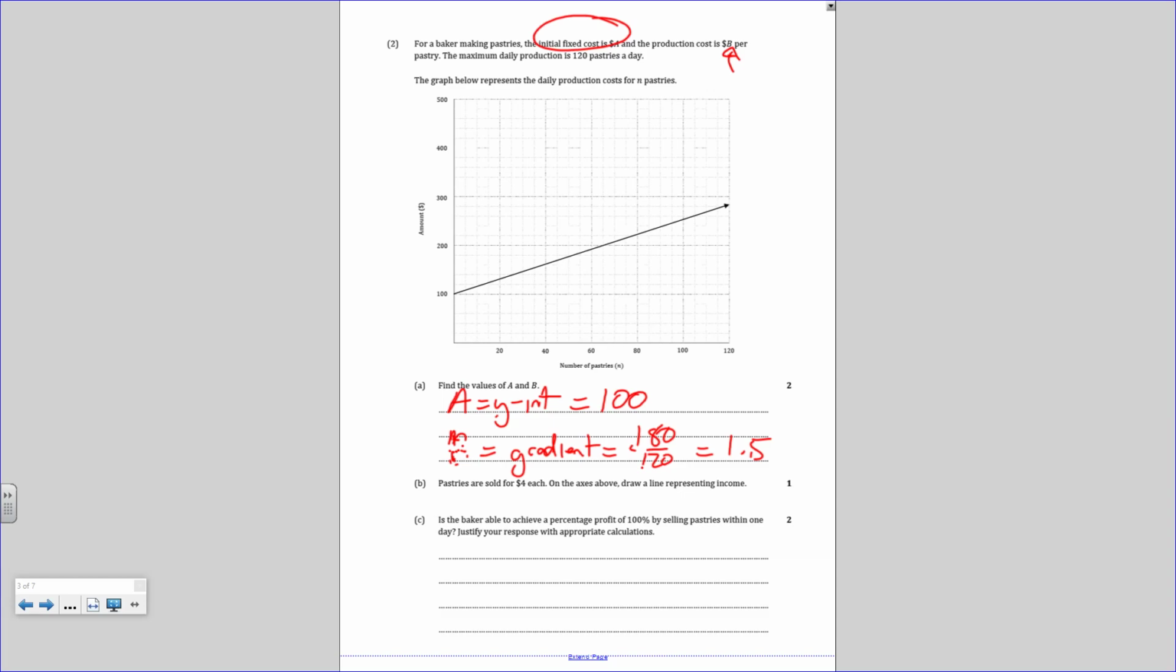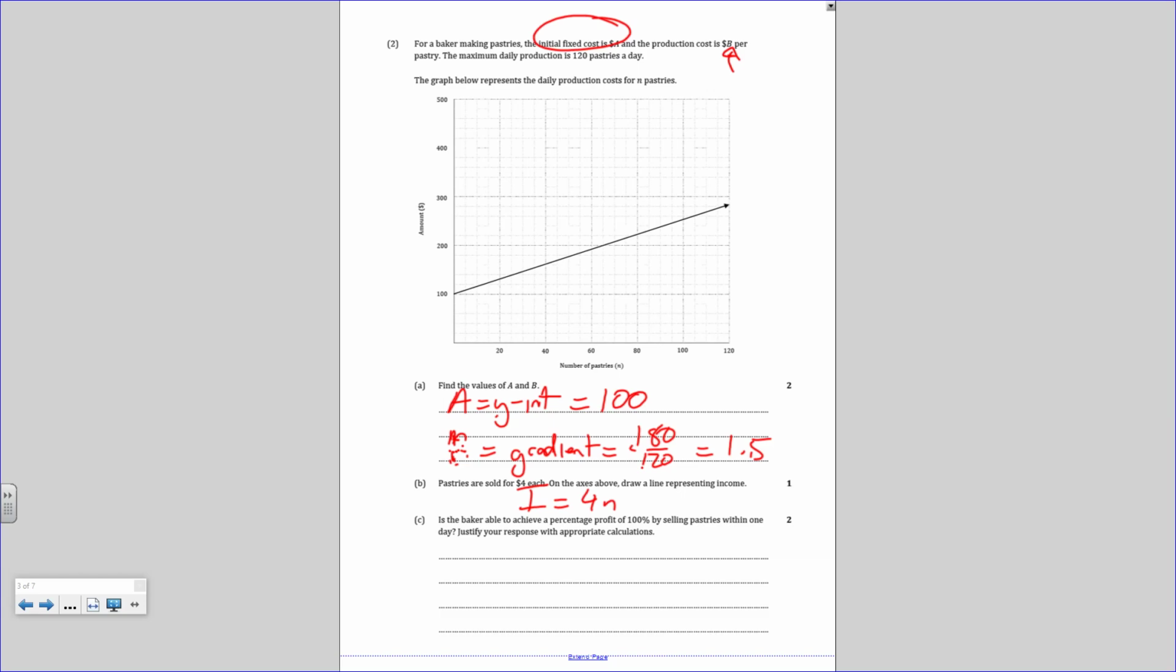Question B says, pastries are sold at $4 each. On the axes above, draw a line representing income. So this is basically just saying draw a linear relationship for this. We're told that pastries are sold for $4 each. So that means the rate of change, that gradient, is going to be 4. So we can say that the income equals 4 times n. And the y-intercept is going to be 0, because if you've sold no pastries, you've made no income.